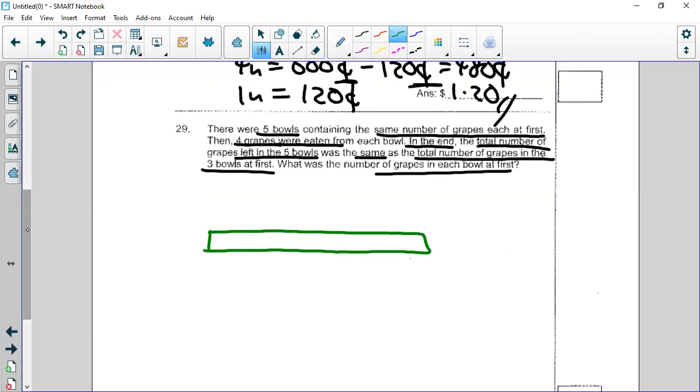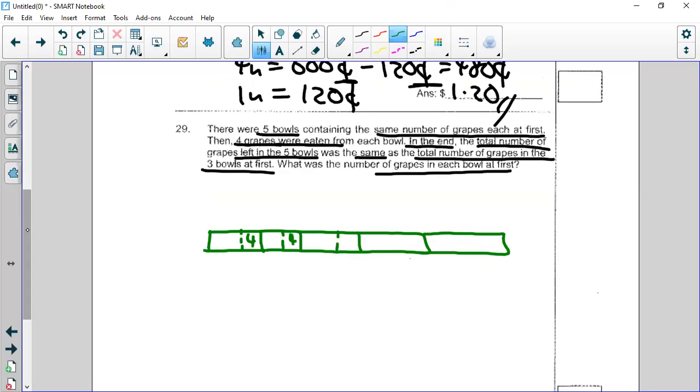There were 5 bowls. 1, 2, 3, 4, and 5. Okay, all right, try to draw out the sentence. Then you might see something. 4 grapes were eaten from each bowl. Okay, 4 grapes. Then cut away 4.